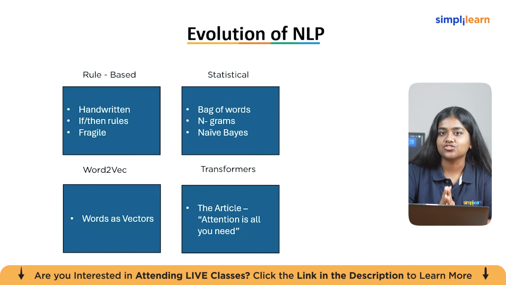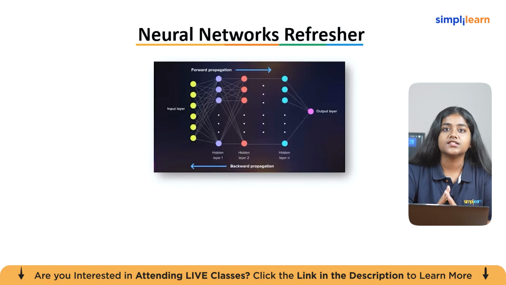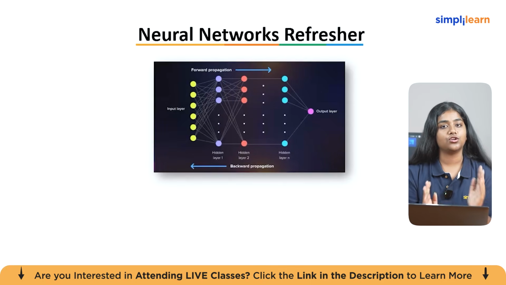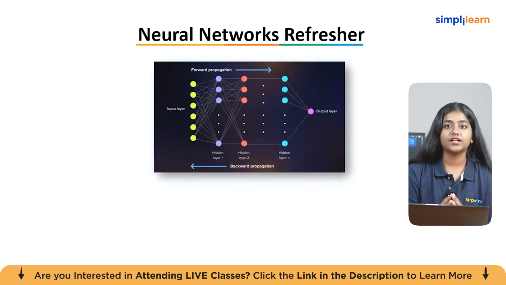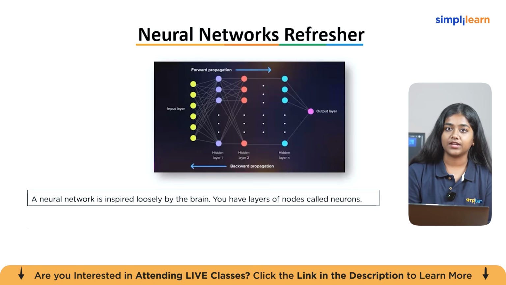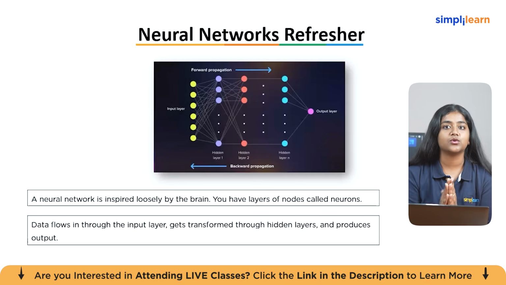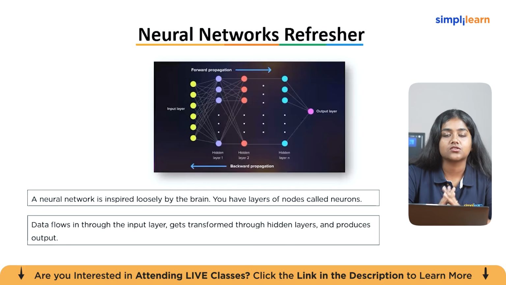So now that we understand the evolution, let's move into the core concepts. The first is neural networks. If you've never heard of them, don't worry, I'm going to teach you. A neural network is loosely inspired by the brain. You have layers of nodes called neurons. Data flows in through the input layer, gets transformed through the hidden layers, and produces the output. Each connection between the neurons has a weight. Training means adjusting the weights so that the network's output gets closer and closer to the correct answer. The process of adjusting these weights is called backpropagation. The model makes a prediction, compares it to the right answer, calculates the error, and propagates that error backwards through the network to update the weights.